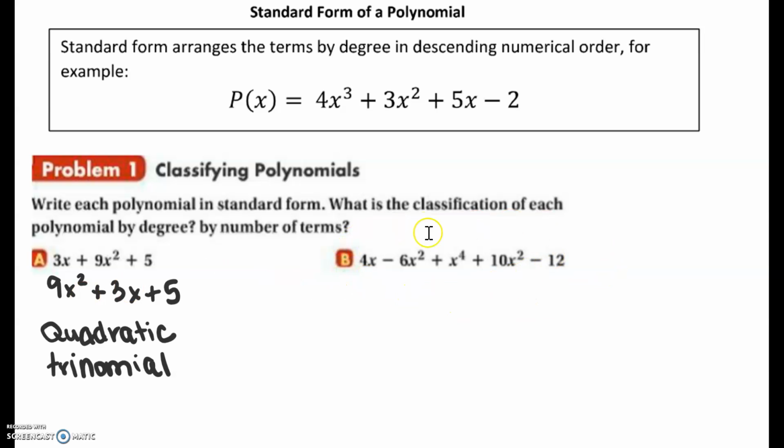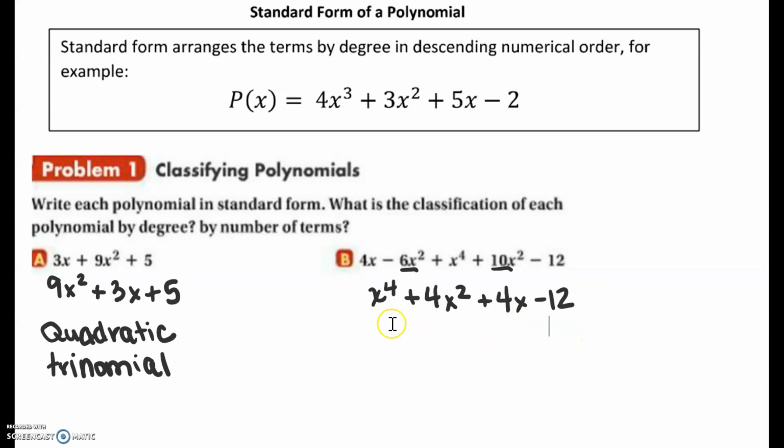We've got a lot of work to do here to get this in order. The highest degree that I see is 4, so we're going to write x to the 4th. Then we have x squared, but look, we have 2 x squareds. So we need to combine like terms and simplify. So this is negative 6x squared plus 10x squared, which gives me positive 4x squared. Then I have 4x and a negative 12. So we're simplified, and our degrees go from highest to lowest.